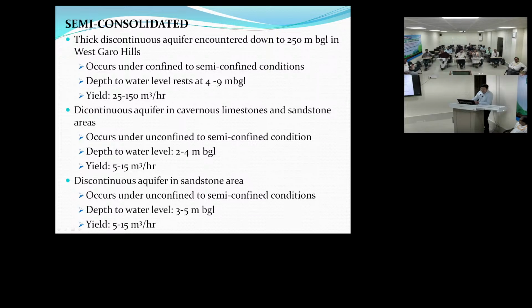The semi-consolidated formation occurs in semi-confined conditions, depth to water level 4 to 9 and yield is 25 to 50 meter cube per hour. And mostly this aquifer is in cavernous limestone and sandstone area. It occurs under semi-confined to confined conditions, depth to water 2 to 4 and yield is 5 to 15. And in this continuous aquifer in the sandstone area, it occurs in confined to semi-confined conditions, depth to water 3 to 5, yield is 5 to 15 meter cube per hour.